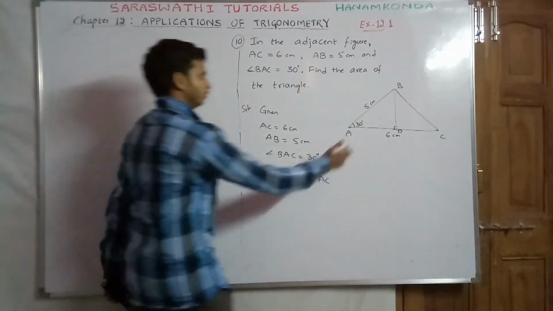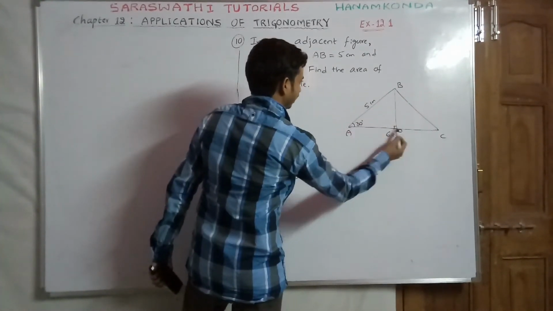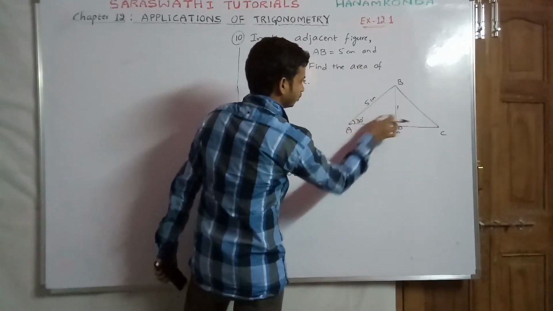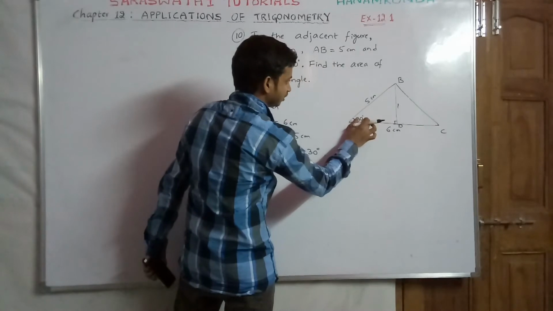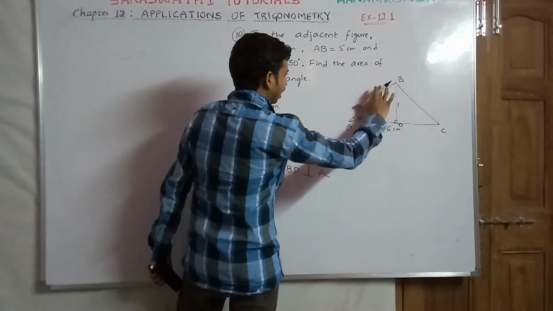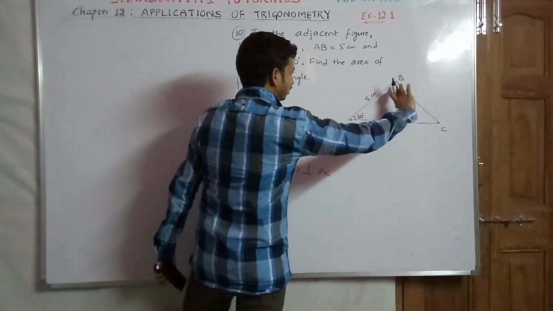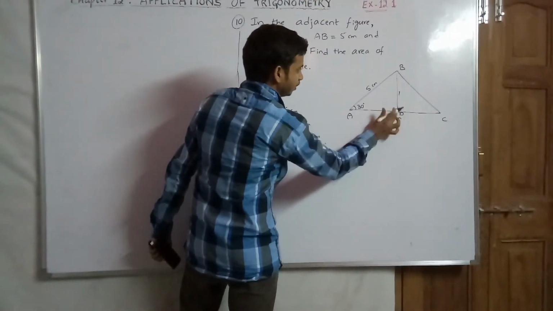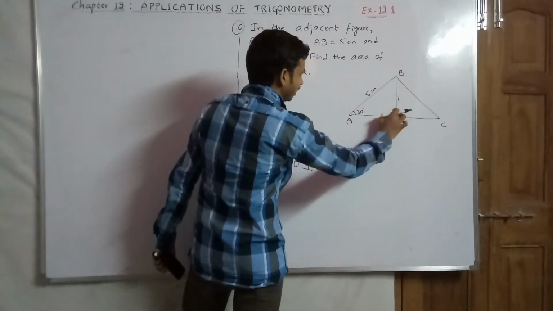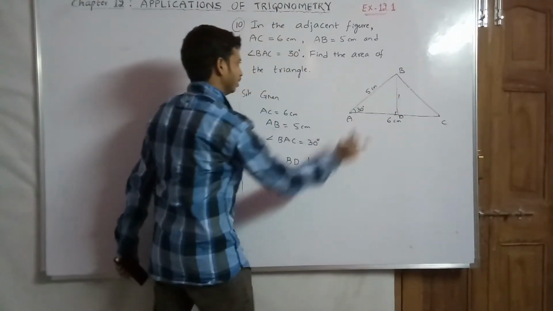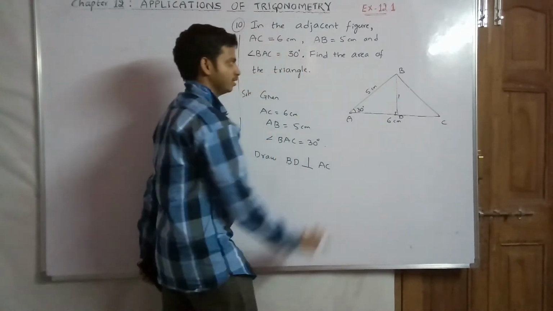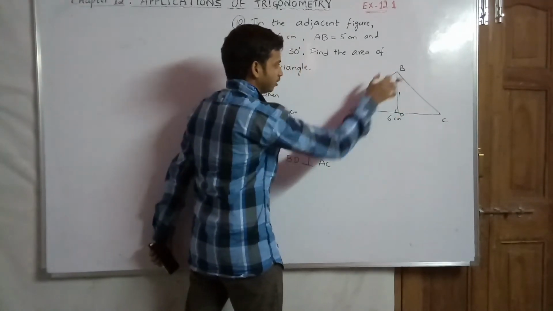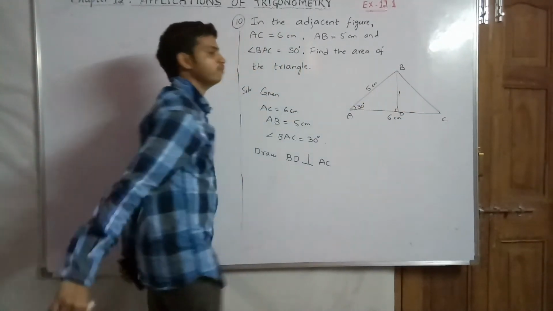Now in triangle BAD, we have to find the value of BD. This BD is opposite to the 30 degrees angle. Since BD is perpendicular to AC, angle BDA is 90 degrees, and the side opposite to this 90 degrees is the hypotenuse, AB. So we have to find BD using opposite by hypotenuse. If we apply sine here, we can find the value of BD.